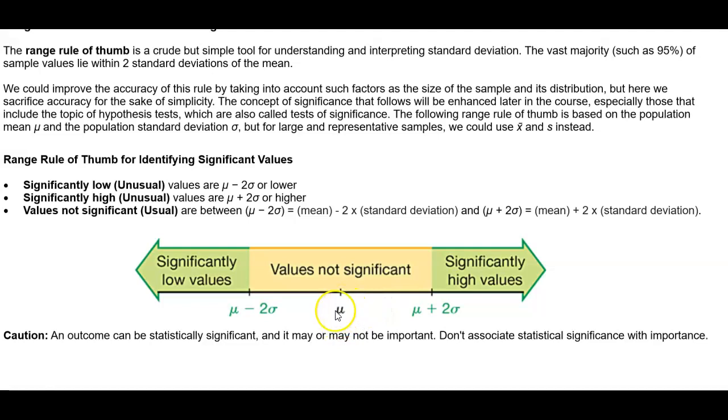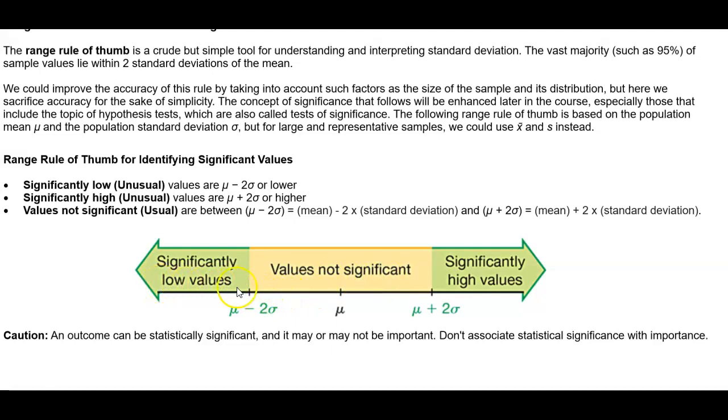In the middle, we have the mean. To your left, this number would represent the mean minus 2 times the standard deviation. To the right, this number would be the mean plus 2 times the standard deviation. Anything in between, those values are not significant.